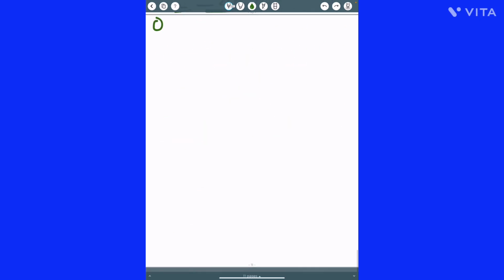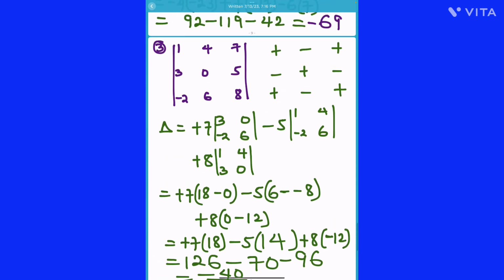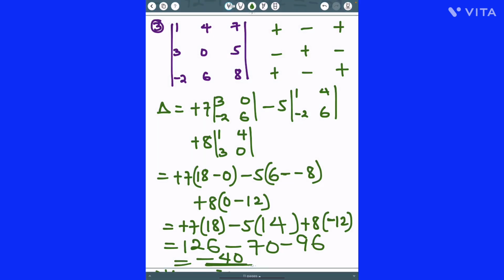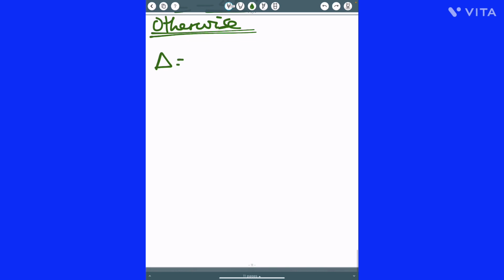But I need to quickly do a checker just to show you that you always get the same answer, whatever row or column you choose to use for finding your determinant. So for question 3 here, we just found our determinant along the third column. Let's now find our determinant along the second row. So that means my determinant will be what?